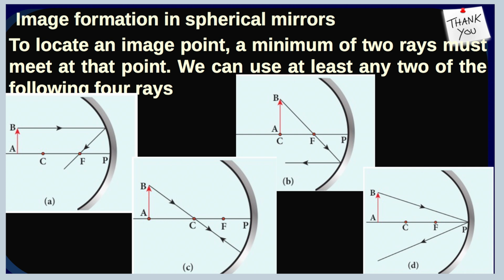After reflection it crosses the focal point. The second ray, when it is passing through the focal point, after reflection will move parallel to the principal axis. And third, when the ray is passing through the center of curvature, it will come back along the same path. And the fourth, if the ray is incident at the pole, it will follow the law of reflection, so it will move with the same angle in the other direction.